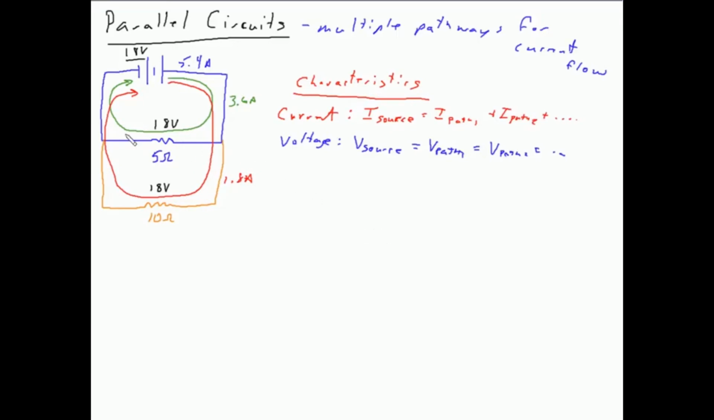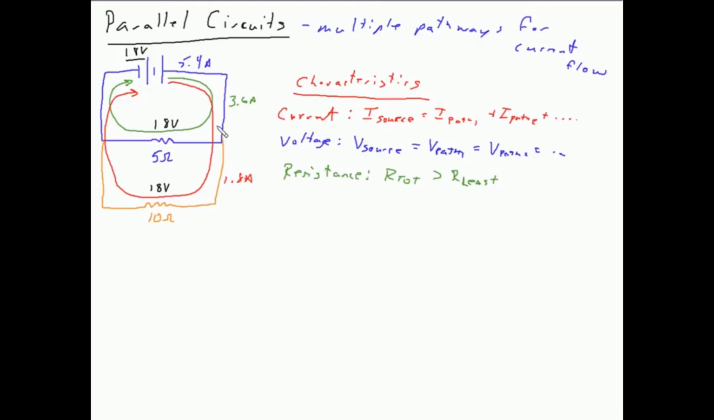And last, we look at the resistance in the circuit, and the total resistance is going to be less than the resistors that you have in here. It'll actually be less than the least resistor. In this case we have a 5 ohm resistor here, so our total resistance is going to be less than that one.